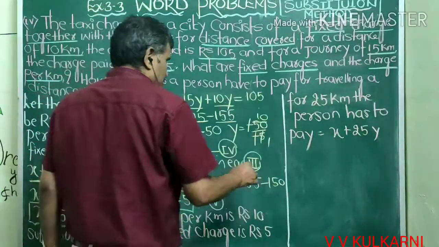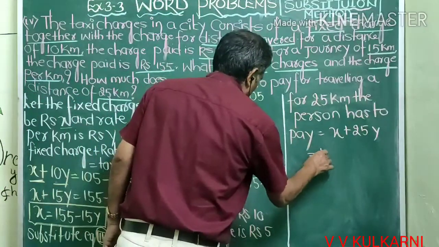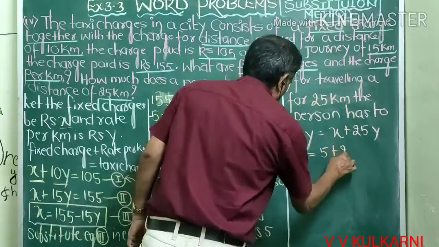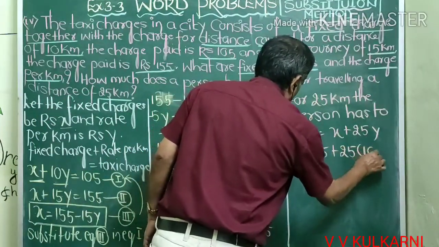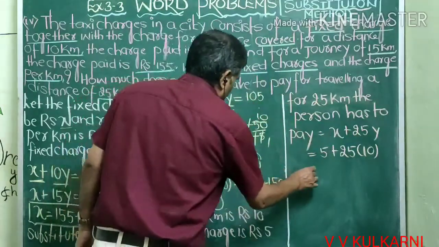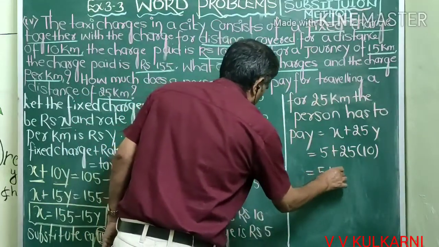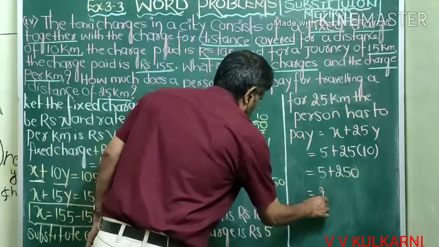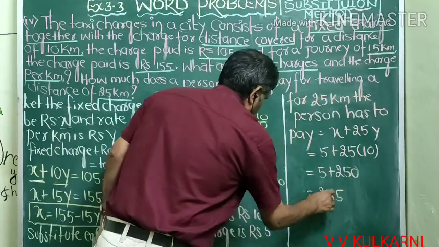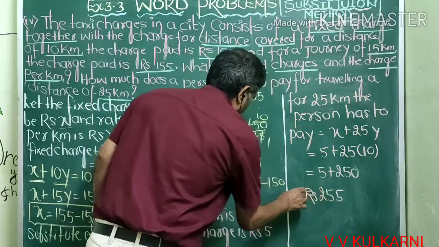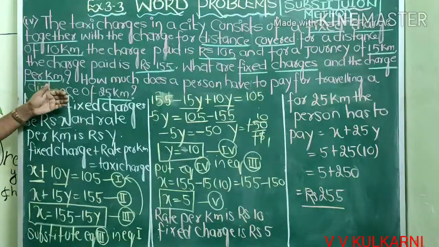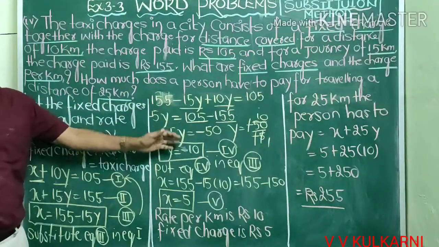That means that person has to pay rupees 5 surely, plus rate per kilometer, 25 multiplied by 10, and that will be equal to 5 plus 250, which is equal to 255 rupees. So children, finally this is the solution that is there in front of you.